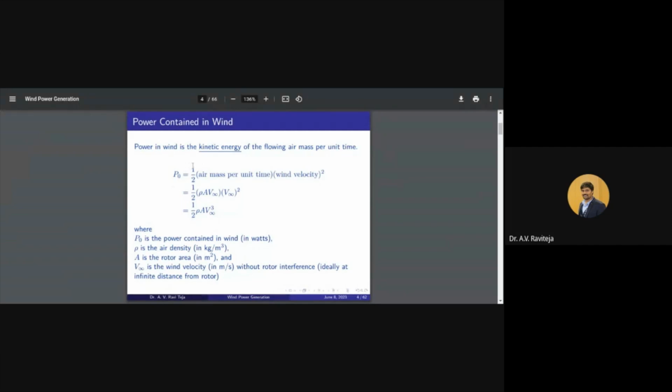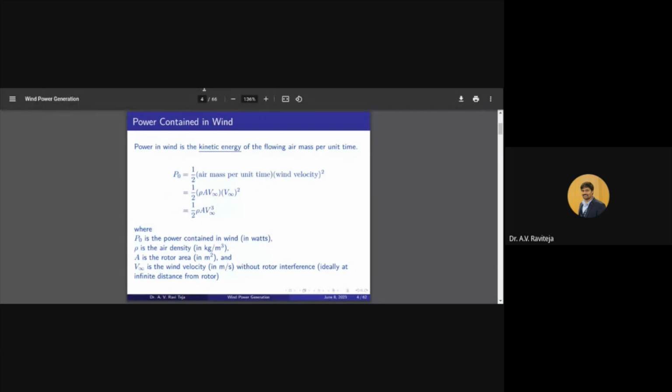So the kinetic energy in the wind, with the same formula half m v square, if we try to derive, is given by P naught equals half rho A v infinity cube, where rho is the air density, A is the rotor area where I am trying to extract wind, and v infinity is the wind velocity in meters per second. This is the power available, the energy available in the wind.